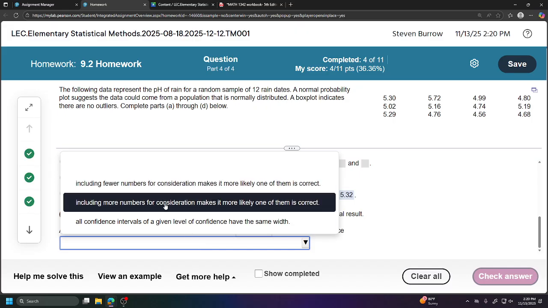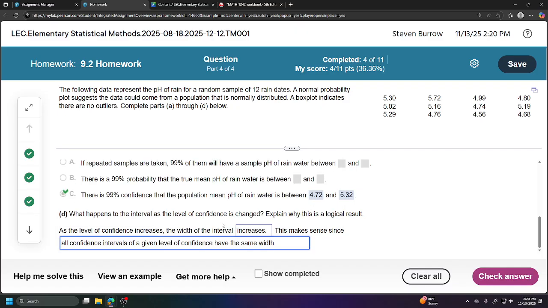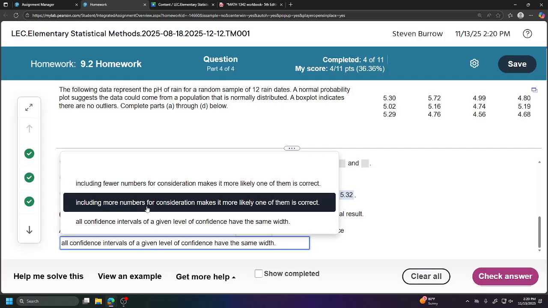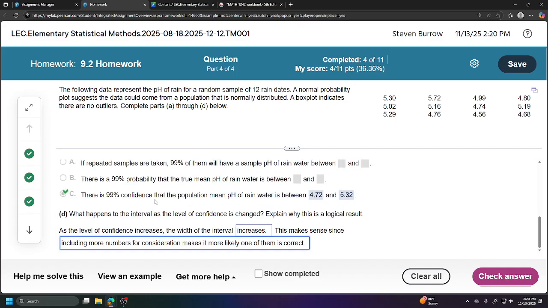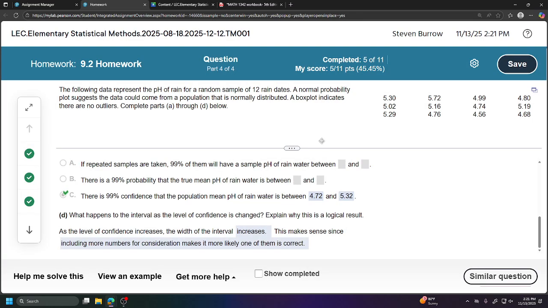Including more numbers, fewer numbers. I think I'm going to try that one. Including more numbers for consideration makes them... But I don't think I was adding more numbers. Okay, it wanted that one. Click that one, guys. The more numbers for consideration. Oh, okay. Right, this goes way back to a concept thing. They're just saying we're going from 95 to 99. That's just more.